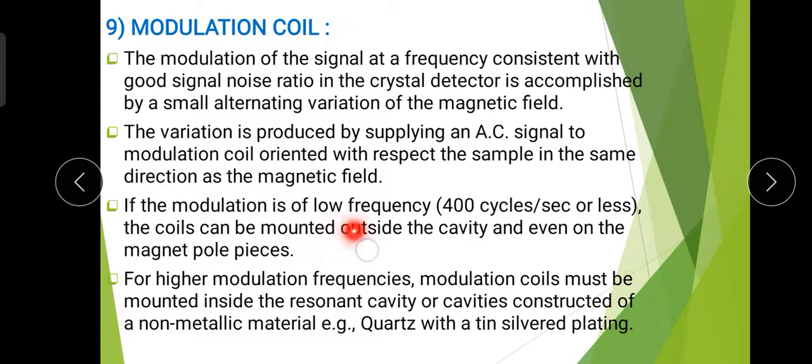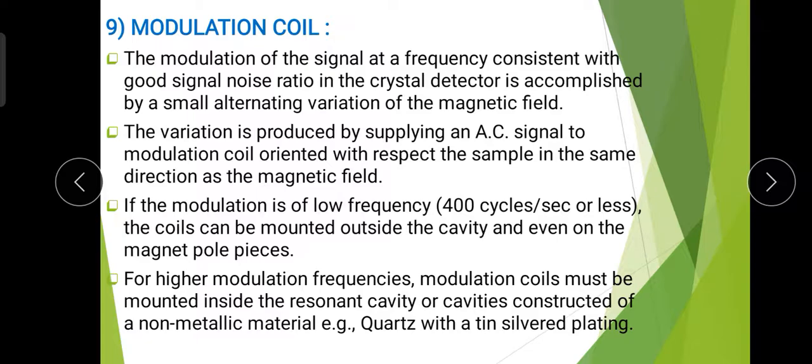If the modulation is of low frequency, that is 400 cycles per second or less, the coils can be mounted outside the cavity and even on the magnet pole pieces. That means if we have to modulate the low frequency, that is a frequency of 400 cycles per second or less than that, then we can mount a coil outside the cavity, that is outside the sample cavity, or even on the magnet pieces, because we only have to generate the low frequency.